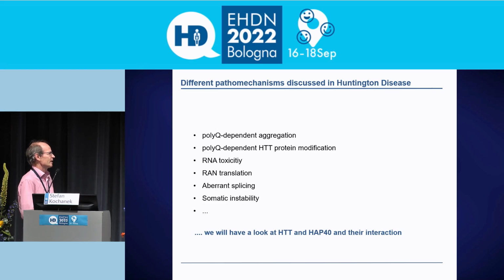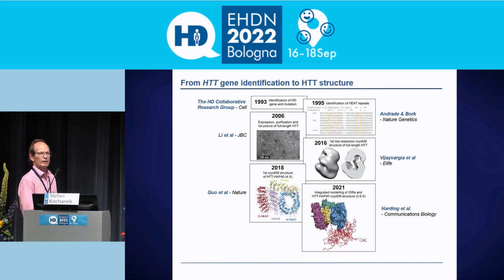So, as I said, today we will have a look at the two proteins. It took 25 years, actually, from identification of the gene causing HD to have a high-resolution structure of the protein. It started with a bioinformatical analysis in 1995, when certain structural elements, which are called HEAT repeats, antiparallel alpha helices, were identified.